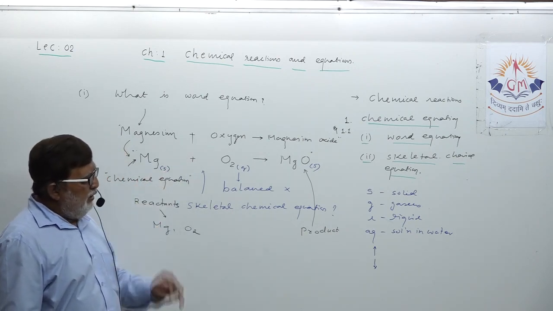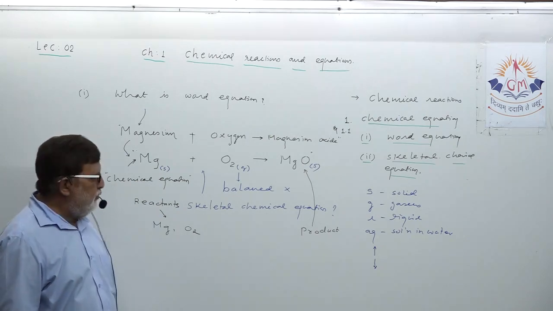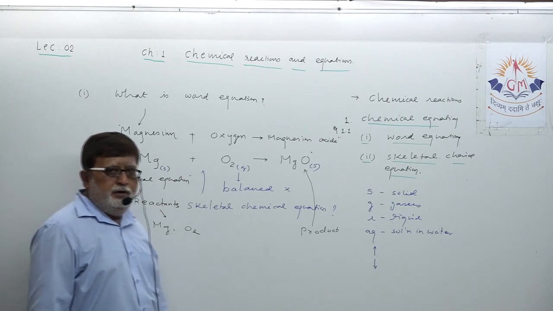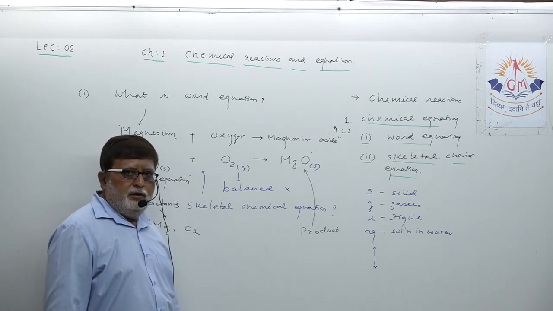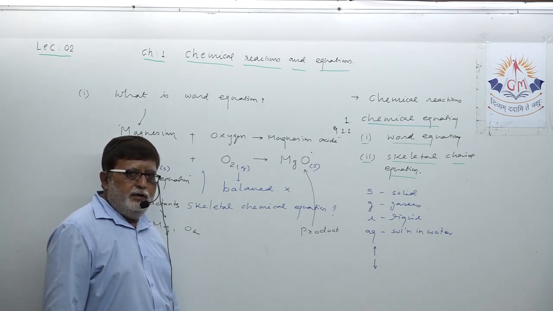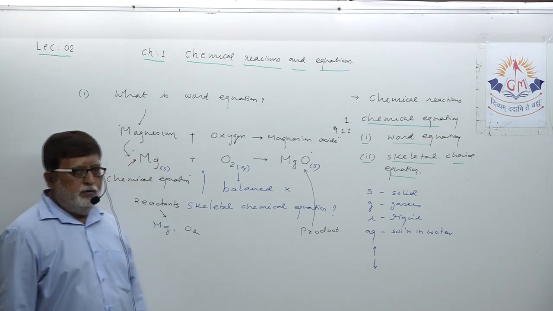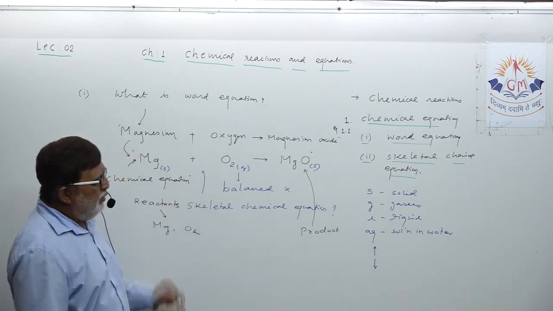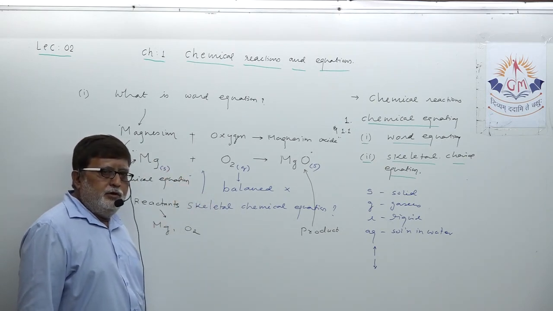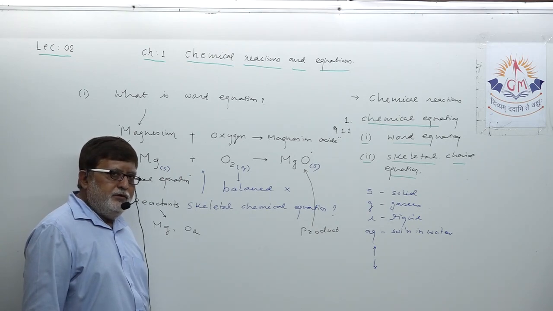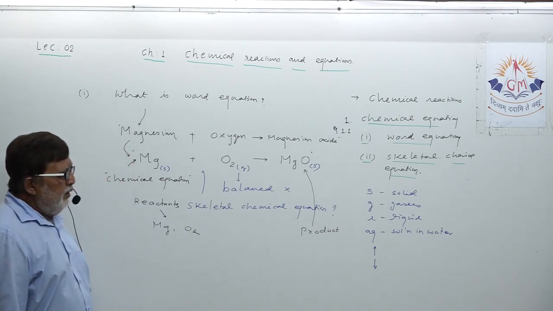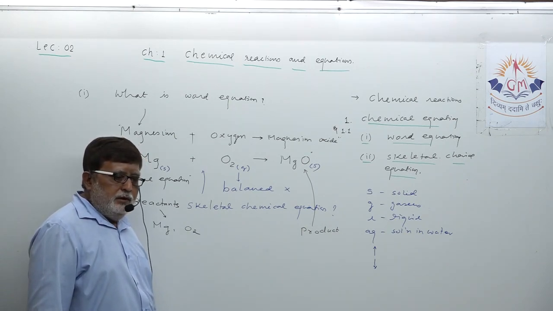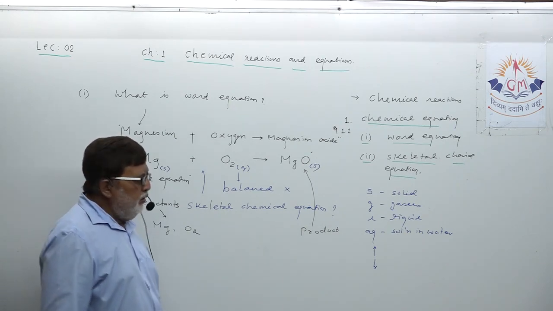Magnesium and oxygen are reactants separated by a plus sign. Magnesium is in solid state, oxygen is gaseous, and magnesium oxide, which is formed at the end of the reaction, is also in solid state. So that way also you can write. You have to take one particular equation as an example to make the examiner clear about the meaning of this.